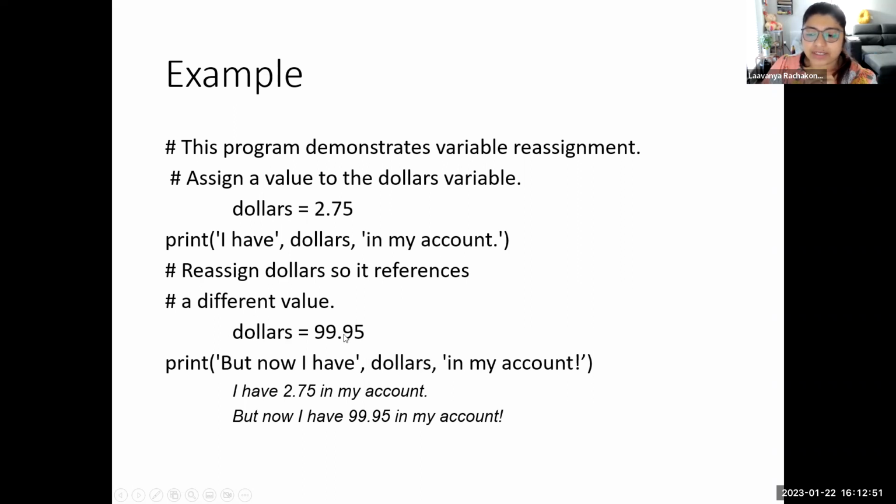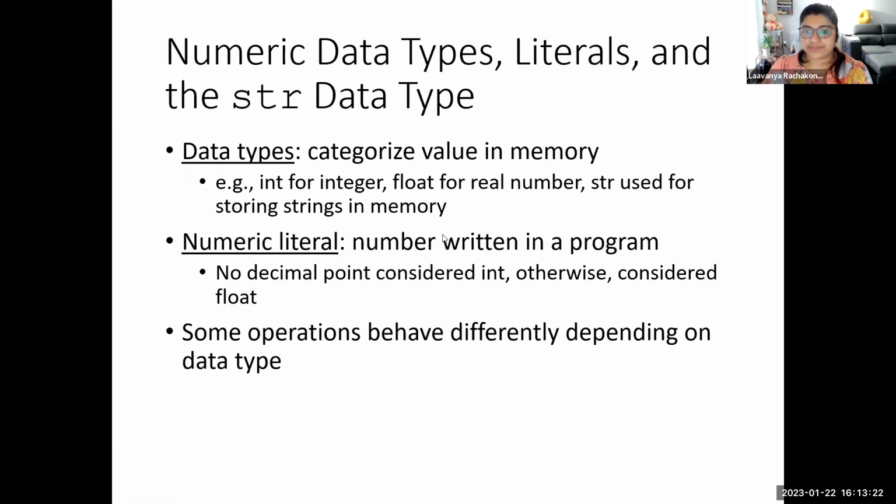Now in the next line, I change the value to 99.95. So then the statement is, but now I have dollars in my account. So first, when this statement is executed, you will see, but now I have 99.95 in my account. So here you are using the same variable name dollars, but you have a different amount that is being stored as data inside this variable. So this is an example of variable reassignment.